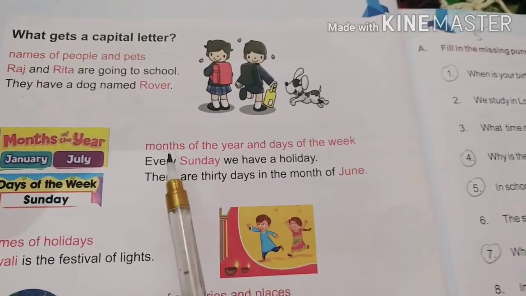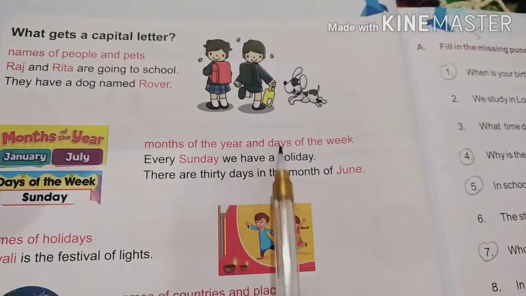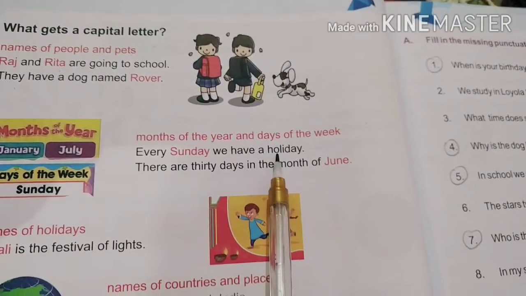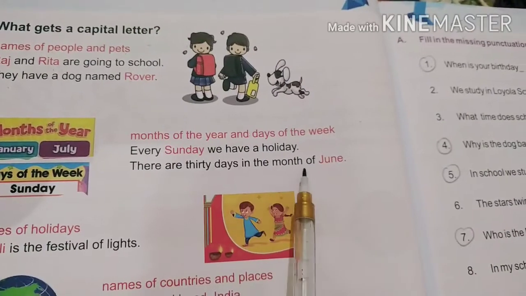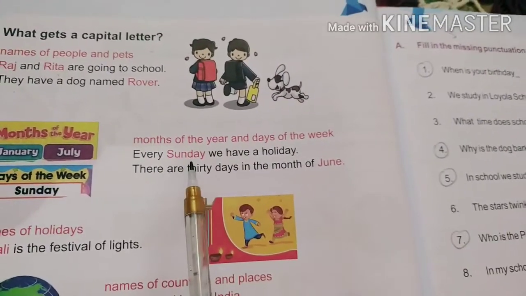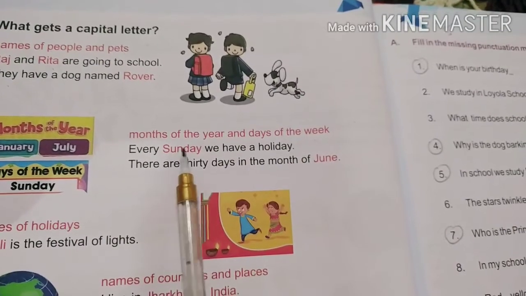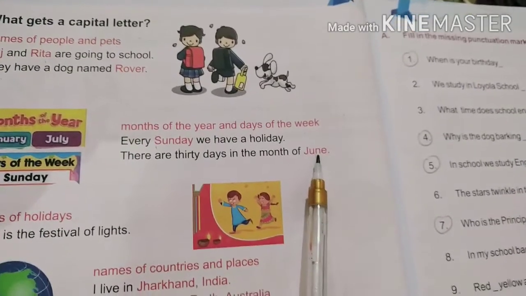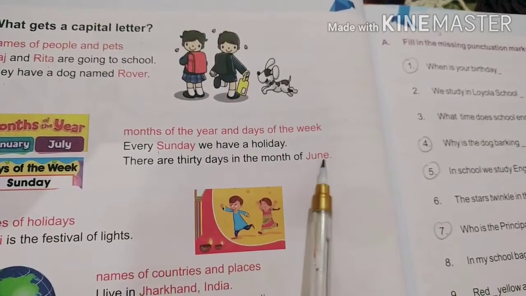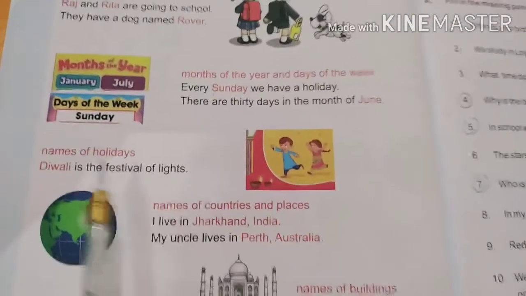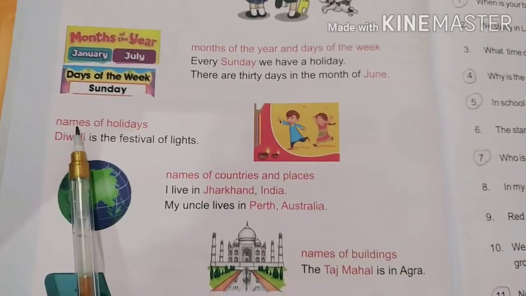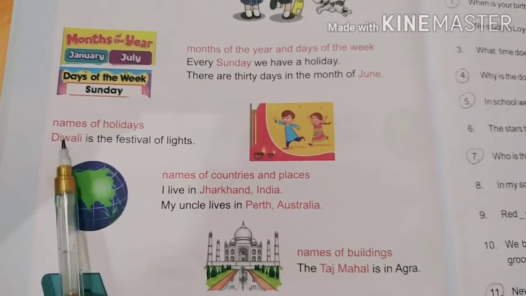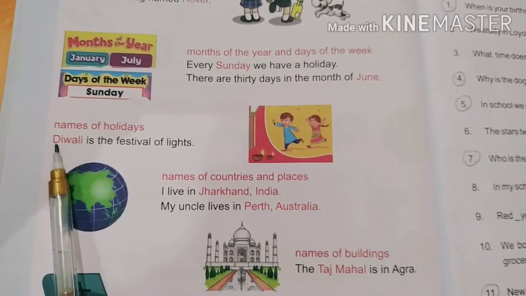Next, we use capital letters before months of the year and days of the week. For example, every Sunday we have a holiday. There are 30 days in the month of June. Sunday is a day of the week, so we have written it with a capital letter. June is a month of the year, so we have written capital J in June. Understood? Like this, names of holidays. Diwali is the festival of lights. Diwali is the name of a holiday, so we have written capital D.